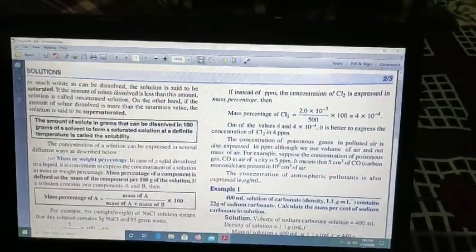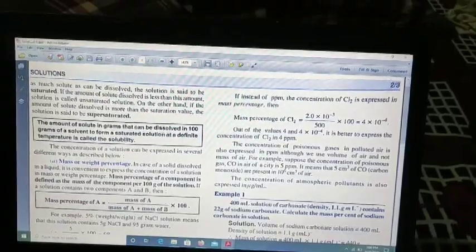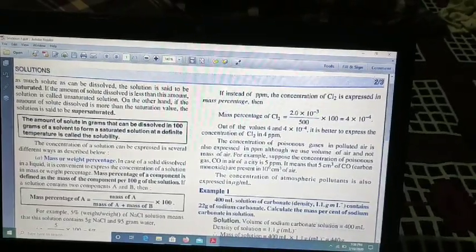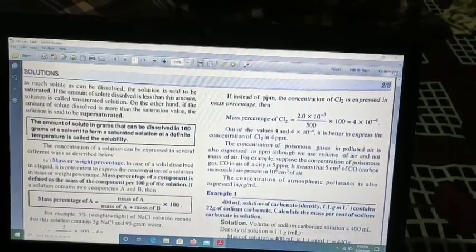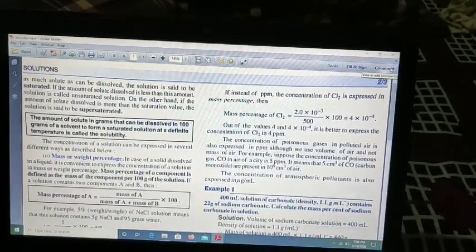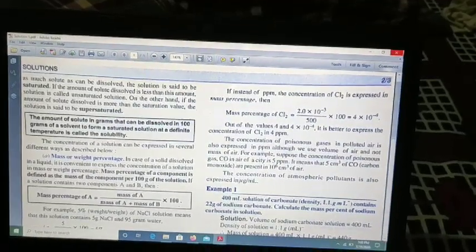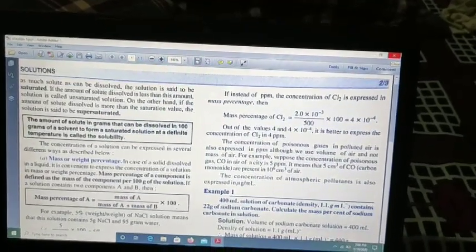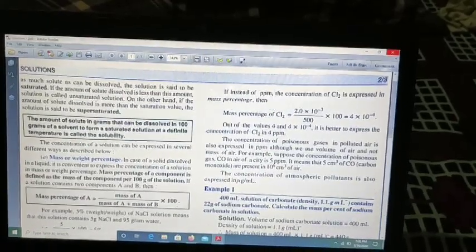Hello students, today we are going to start the second chapter for physical chemistry. The first one we completed, that was the solid state. The second we have got the solution. In this chapter we are going to study about the concentration terms, that means in which unit we can express the concentration of a solution.